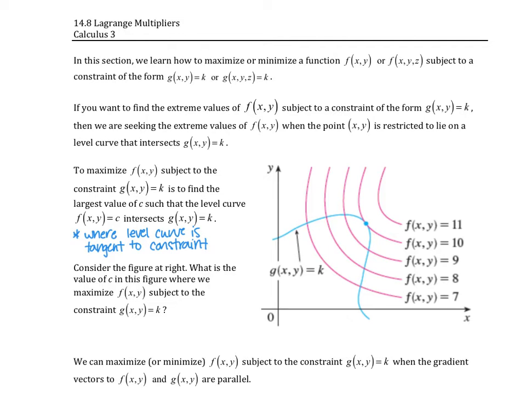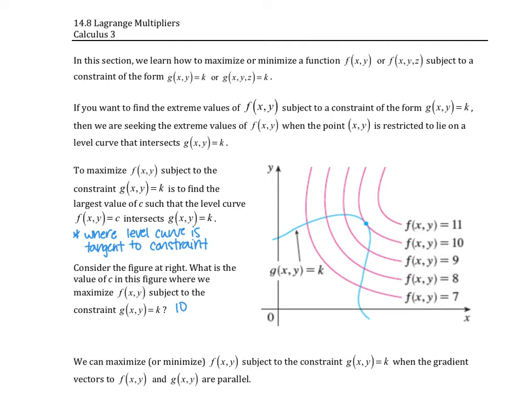If we look at this, the point where we can see they're tangent is the point 10. It says, what is the value of c in this figure where we maximize f of x, y subject to the constraint g of x, y equals k? And that point would be 10. We can see that because that's along the level curve.